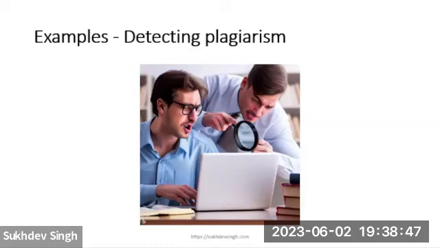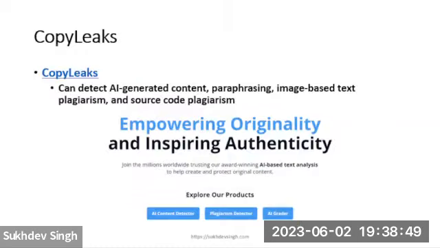Okay. Now we start with some tools. Copyleaks is one, which can detect AI generated content, or whether you have paraphrased it, or whether image based text is there, or whether you have source code plagiarism. It can detect.